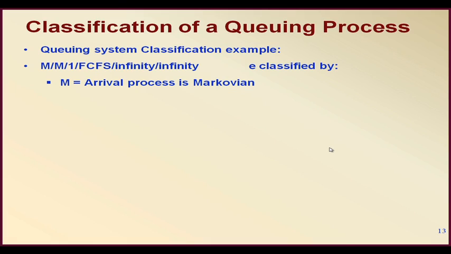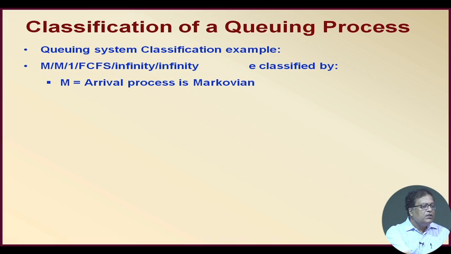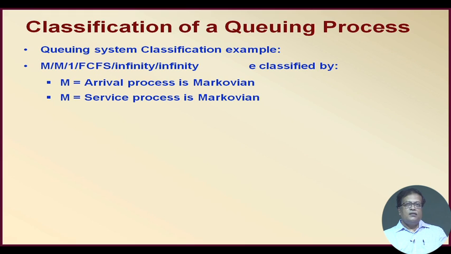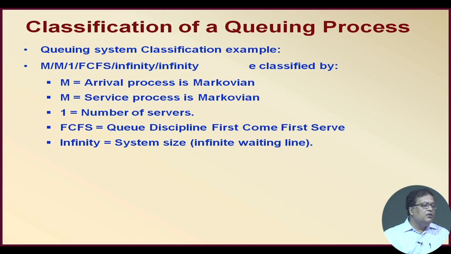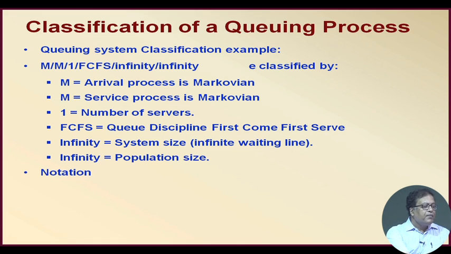Let us look at an example, M/M/1 FCFS infinity infinity. In this classification, M means the arrival process is Markovian. Markovian means either Poisson or exponential. So, the arrival process is Poisson, the number of arrivals is Poisson, the inter-arrival time is exponential, and the service time is exponential. The number of servers is 1 because it is M/M/1. FCFS is the queue discipline, first come first served. The system size is infinity, meaning infinite waiting lines, so the queue length is infinite, and the last infinity is the population size, that is, the calling population size.